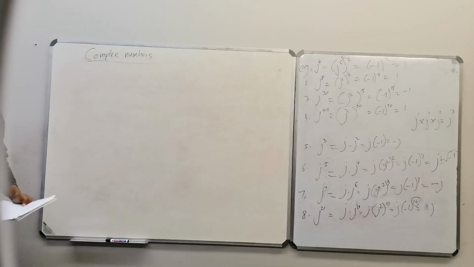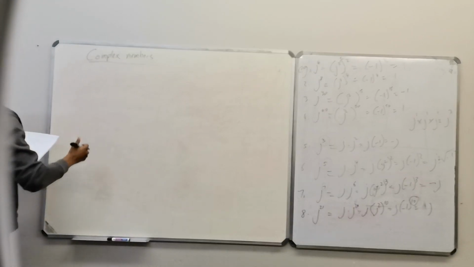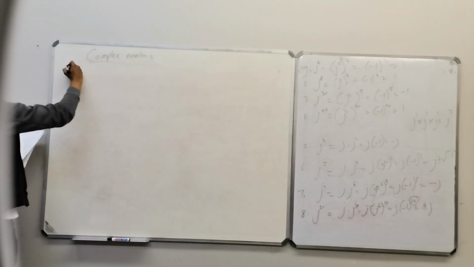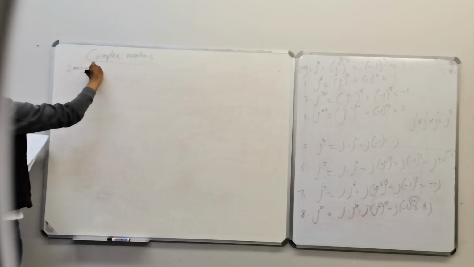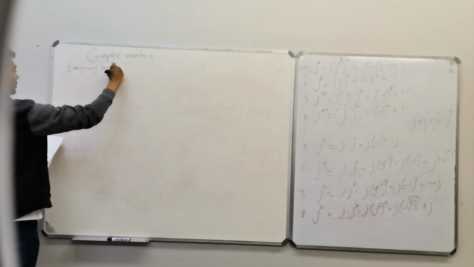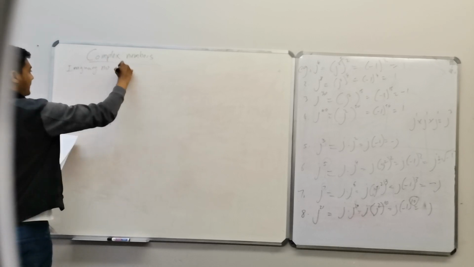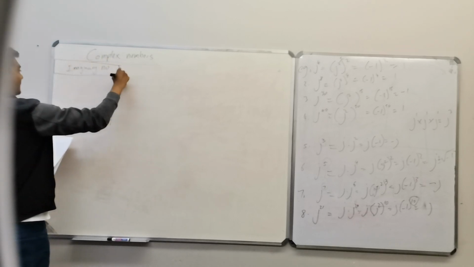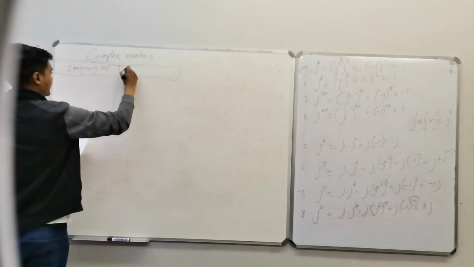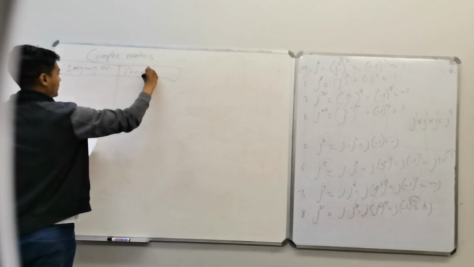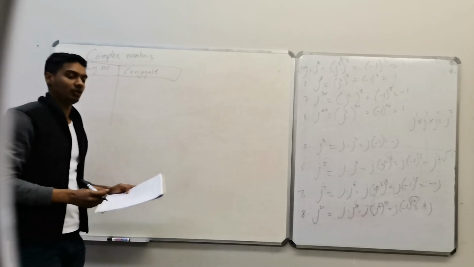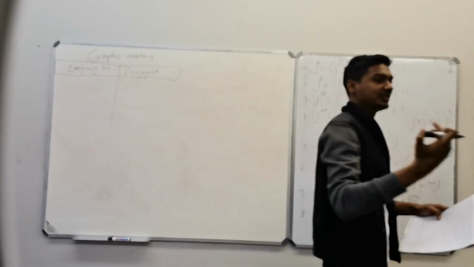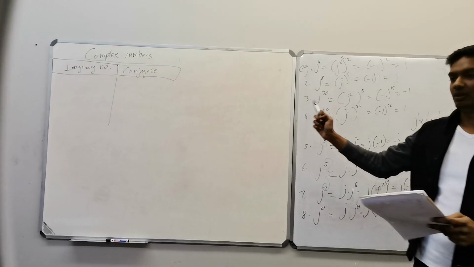Okay, so I'm going to teach you something called conjugates. Okay, we go on. Conjugate. Okay, so the conjugate is always the opposite sign of whatever we have.